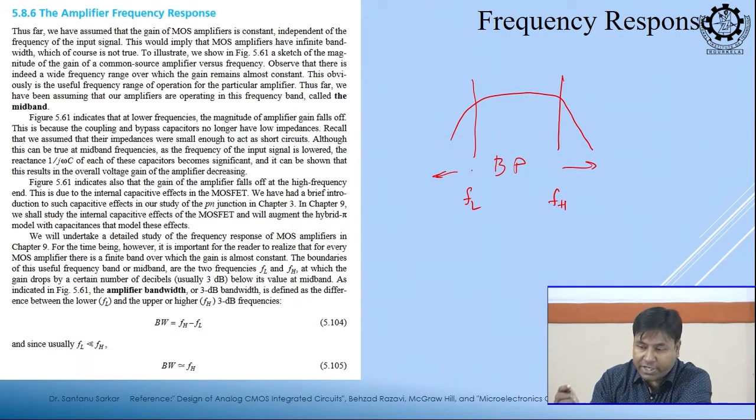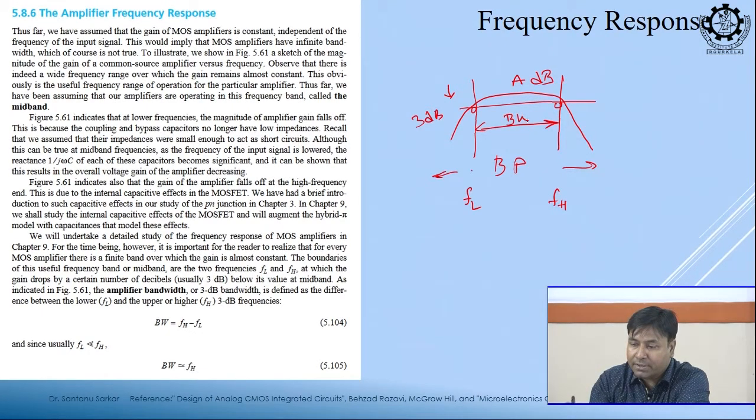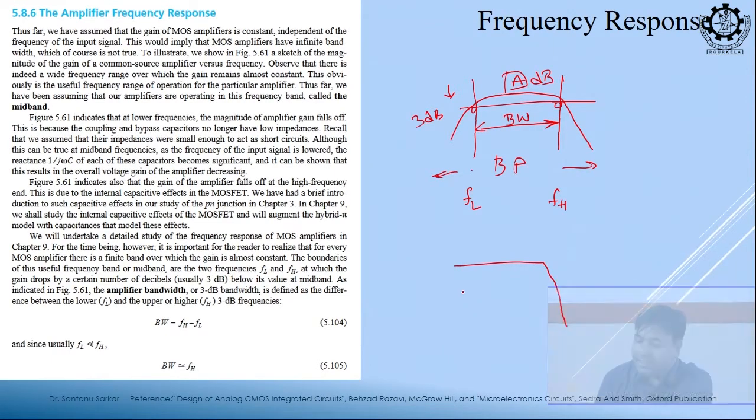And which point should we consider? Suppose this is my A. Where the gain is A dB, and where it is falling by 3 dB, that point I will consider as the cutoff frequency. So, the frequency difference between the lower cutoff and the higher cutoff is known as bandwidth. Bandwidth means where the gain is almost flat, constant.